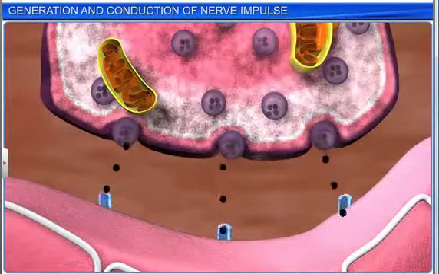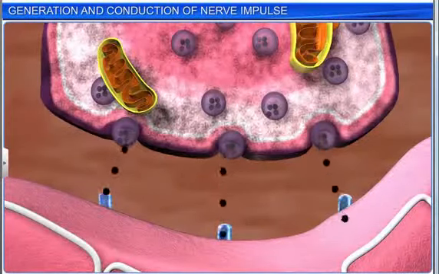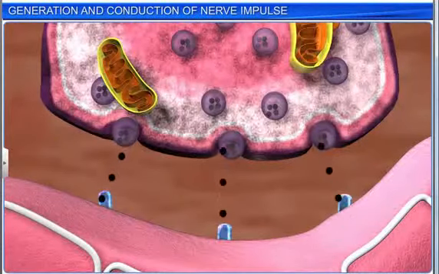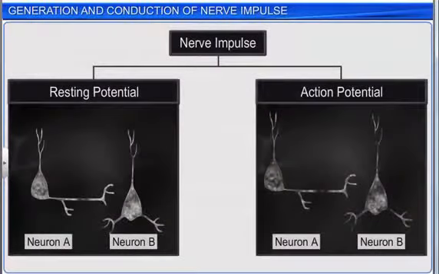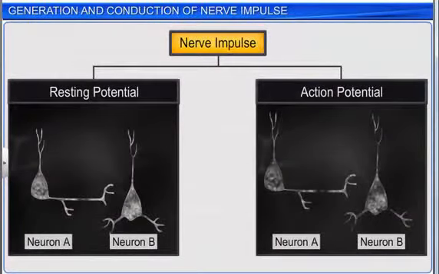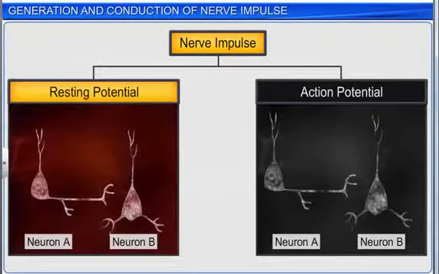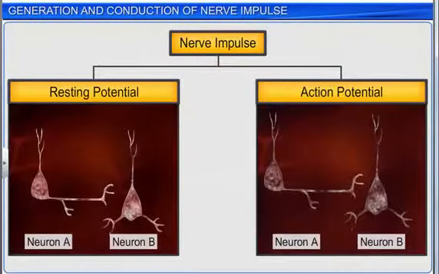The nerve impulse is the sum of mechanical, chemical, and electrical disturbances created by a stimulus in a neuron. The conduction of the nerve impulse can be divided into two main phases: resting membrane potential and action membrane potential.